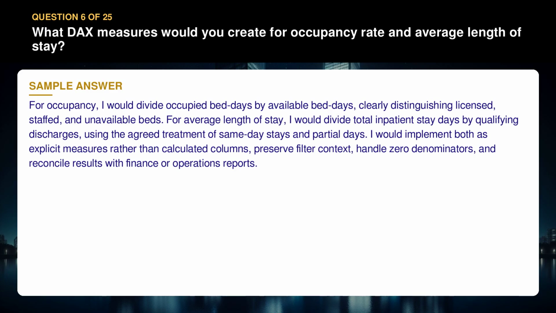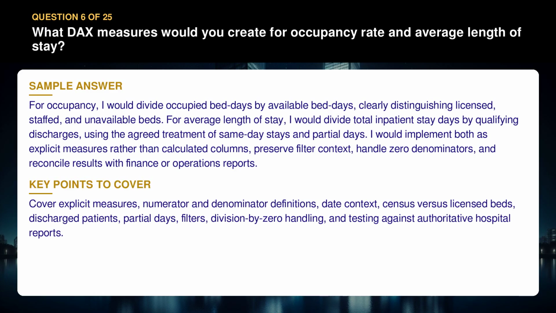For average length of stay, I would divide total inpatient stay days by qualifying discharges, using the agreed treatment of same-day stays and partial days. I would implement both as explicit measures rather than calculated columns, preserve filter context, handle zero denominators, and reconcile results with finance or operations reports. Cover explicit measures, numerator and denominator definitions, date context, census versus licensed beds, discharged patients, partial days, filters, division by zero handling, and testing against authoritative hospital reports.